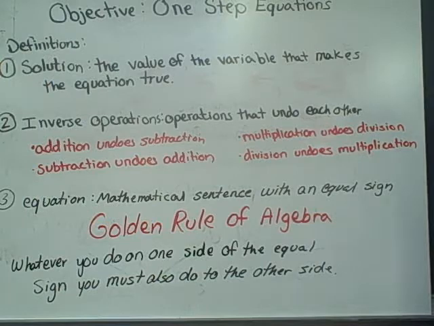An equation is a mathematical sentence with an equal sign. In order for something to be an equation, we must have the equal sign. There's a golden rule of algebra. Whatever you do to one side of the equal sign, you must also do to the other. Think of the equation as a balance beam, the equal sign being the middle. Whatever you do to one side of the equal sign, you must do to the other side.